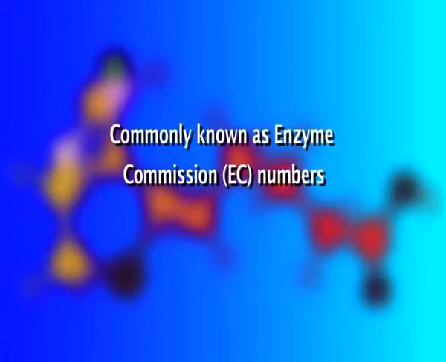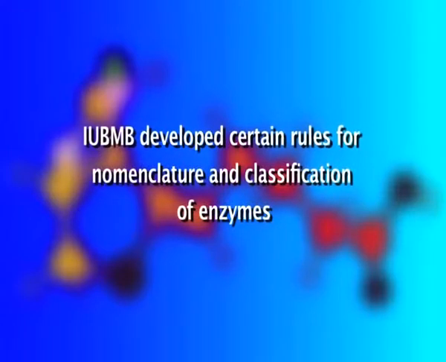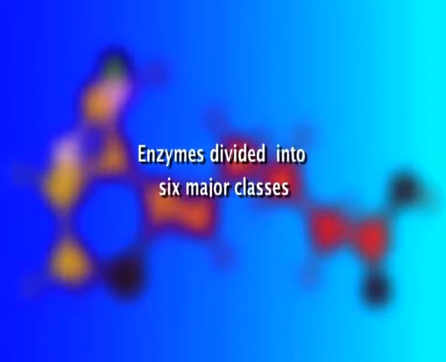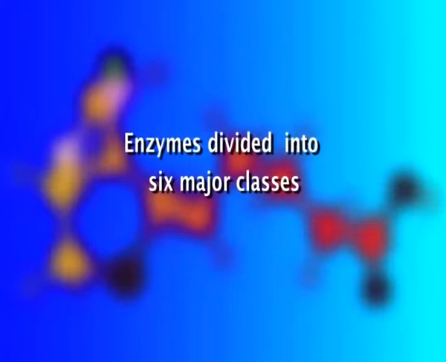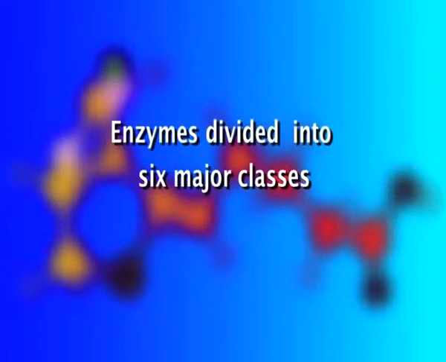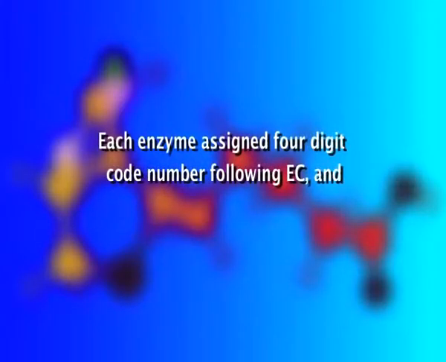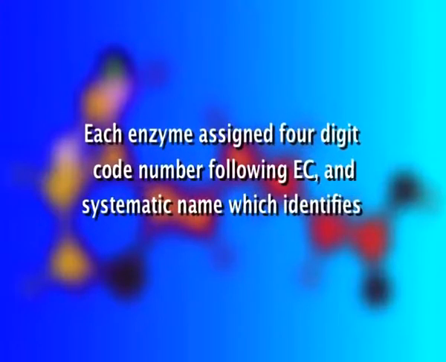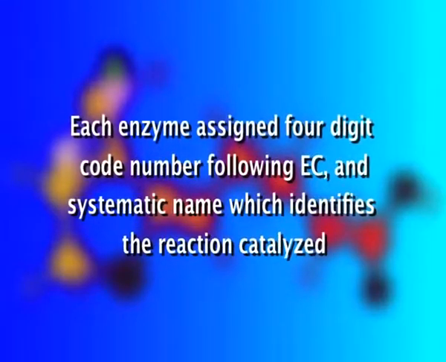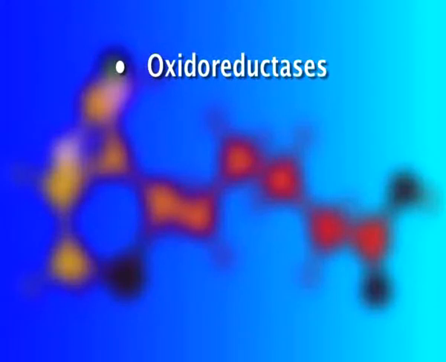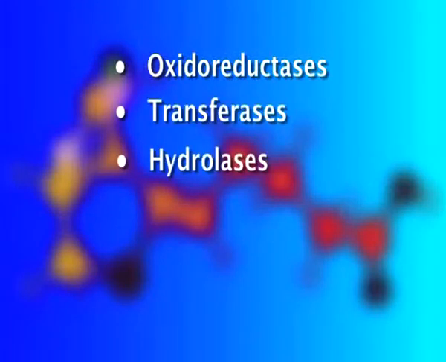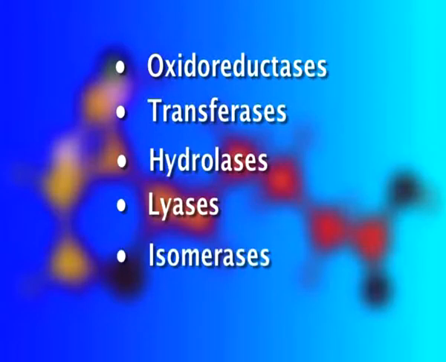The nomenclature system of enzymes is commonly known as enzyme commission numbers. It developed certain rules for nomenclature and classification of enzymes. The system divided enzymes into 6 classes, each with subclasses and sub-subclasses on the basis of the reaction catalyzed. According to standard nomenclature, each enzyme is assigned a 4-digit code number following the abbreviation EC and a systematic name, which identifies the reaction catalyzed by it. The 6 classes of enzymes are oxidoreductases, transferases, hydrolases, lyases, isomerases, and ligases.